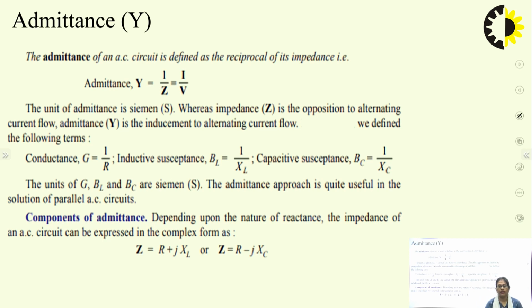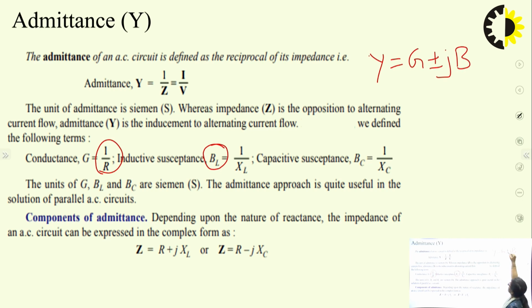The components of this admittance are conductance, which is given as G equals 1 upon R. It is the reciprocal of resistance, right? Then susceptance. It can once again be inductive or capacitive, right? If it is inductive, I call it BL, 1 upon XL. If it is capacitive, I call it BC, 1 upon XC, right? Admittance is given by G plus or minus JB. If it is plus, then this will be C. If it is minus, it will be L, right?